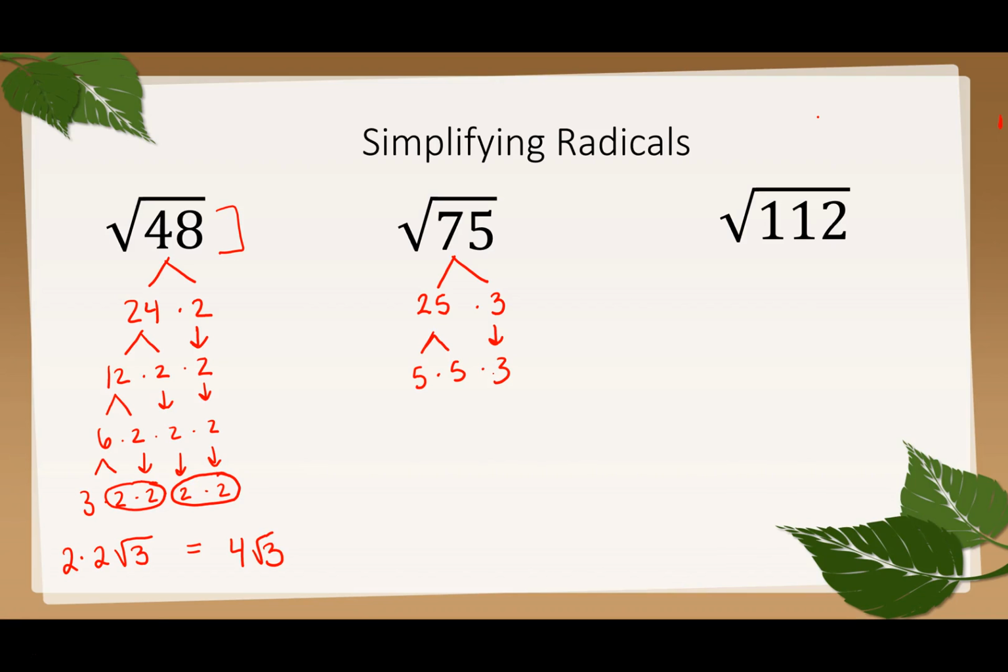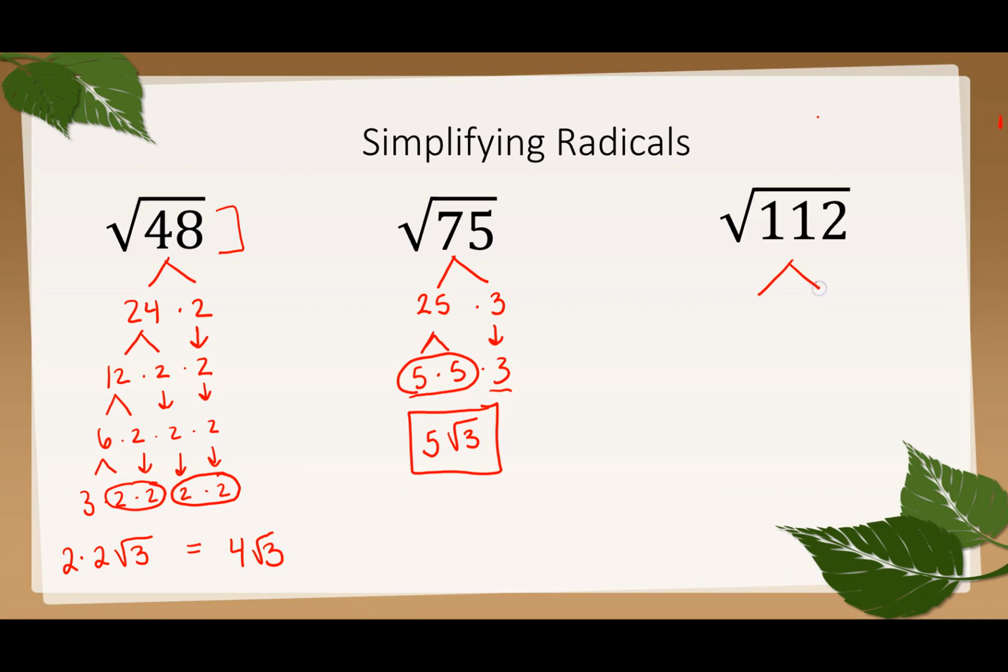Can I reduce any more of these into their lowest factors? No. So our final answer is going to be our solo number, which is root 3. And then we've got a pair of 5, so we pull that out. Very cool. All right, let's try 112.